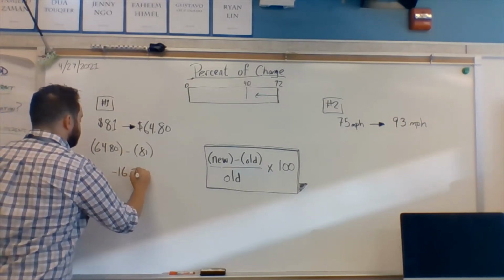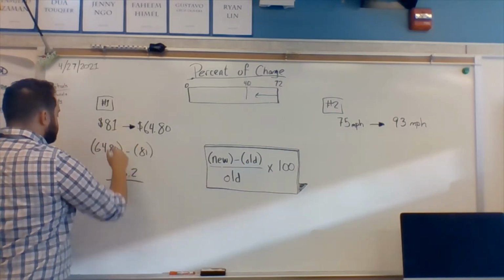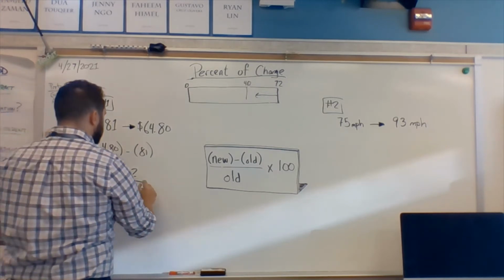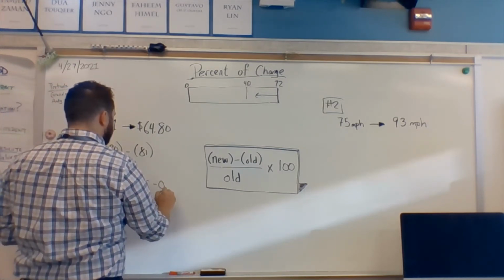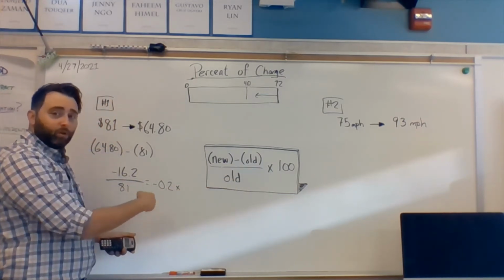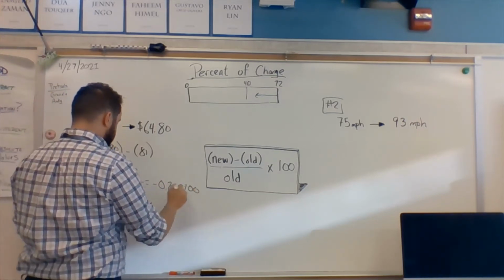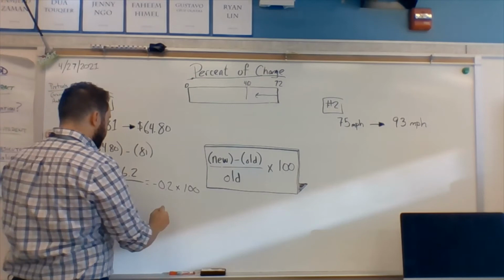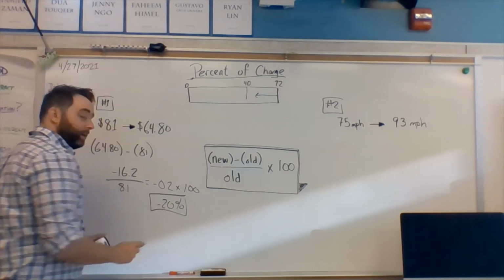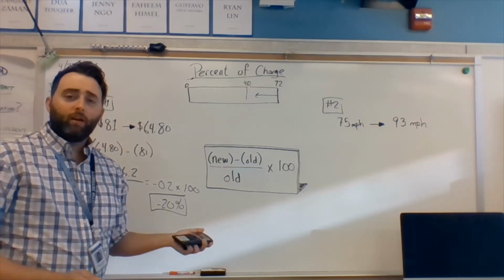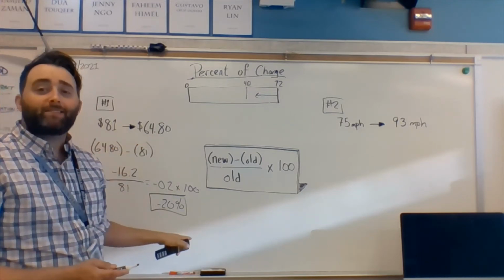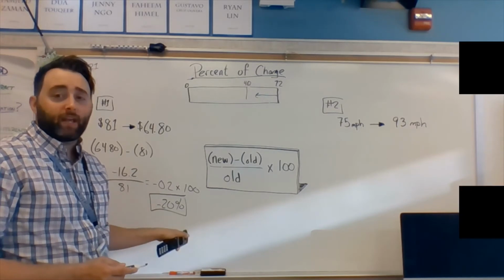That's negative 16.2. I'm then going to divide that by the old number, which was 81. Divided by 81, and I will get negative 0.2. Not done. Multiply it by 100 to simply turn this decimal into a percent. Times 100, and I get a percentage. Okay, not hard to calculate at all. Going from $81 to $64.80 is a 20% decrease. My bank account has decreased 20%.